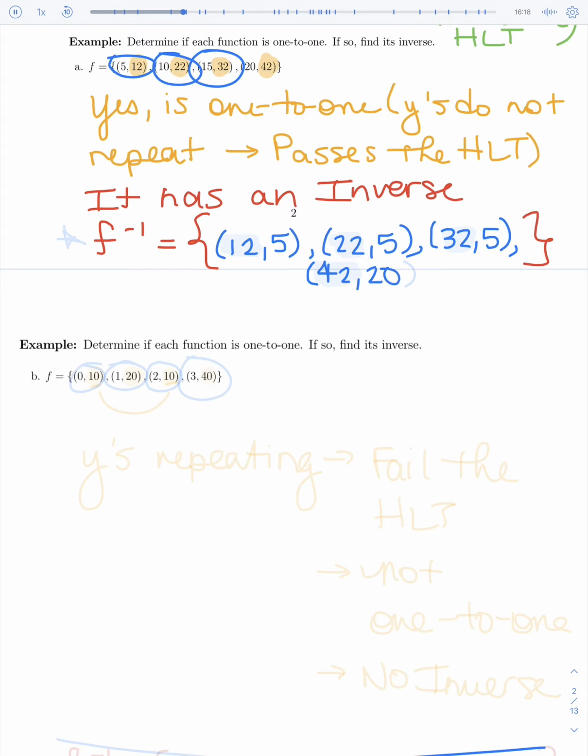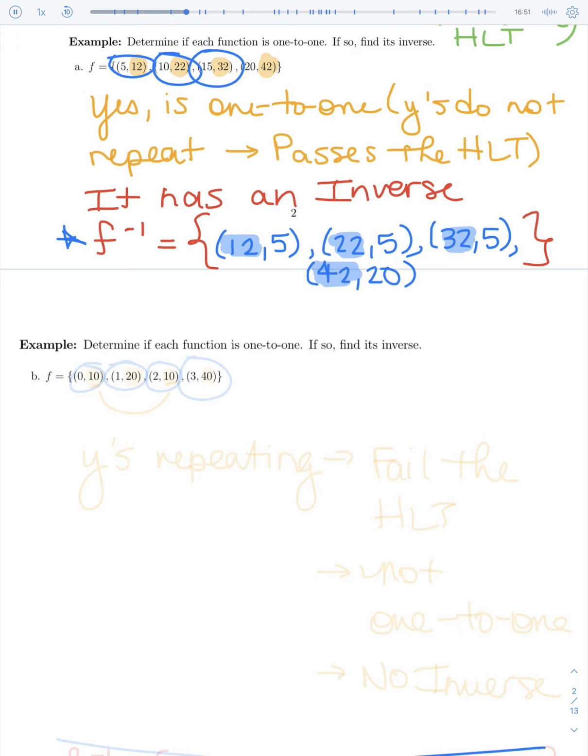And that's it. And notice, because we made sure that the y's didn't repeat in the original function, now our inverse does not have repeating x's, which means it is a function. That was the goal, to make sure that you end up with an inverse that's a function. If your inverse isn't a function, it's not going to be valid and you just throw it out anyways. You won't be able to use it.